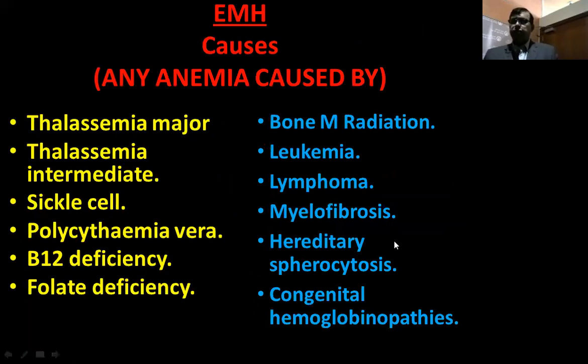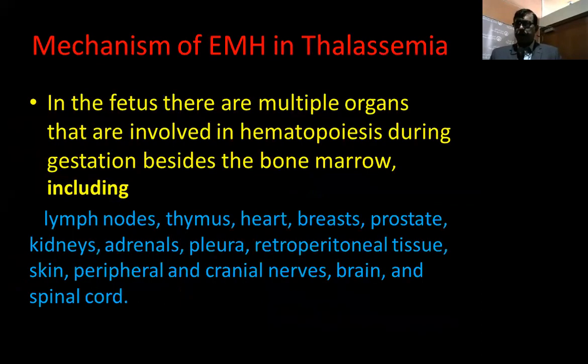So the cause of the extramedullary hematopoiesis is any anemia, caused by thalassemia major, thalassemia intermediate, sickle cell, polycythemia rubra vera, B12 deficiency, folate deficiency, radiation of the bone marrow, leukemia and lymphoma because they disrupt the bone marrow, myelofibrosis, and any of the hereditary spherocytosis or congenital hemoglobinopathies. Any of these will demand good production of blood products, and these cannot be met by the bone marrow, so you look for other areas.